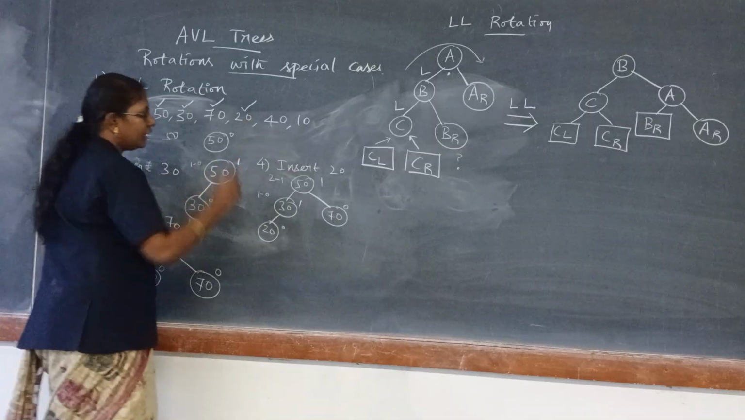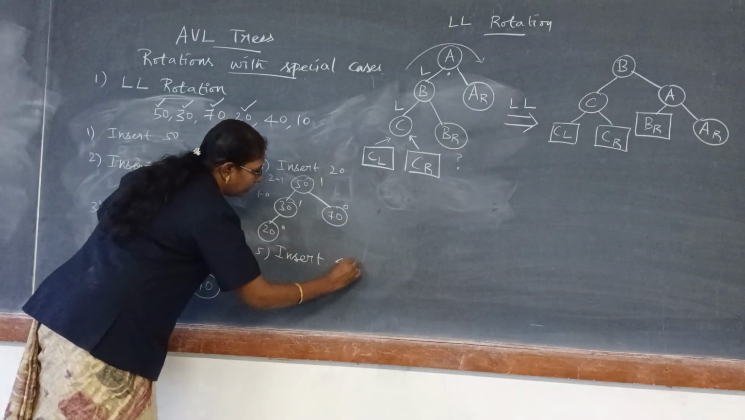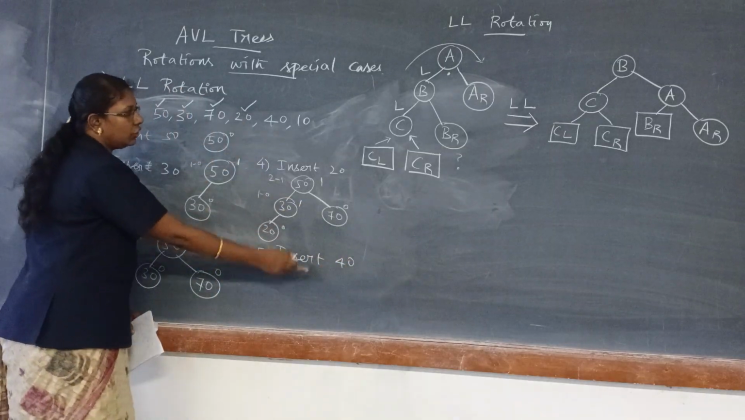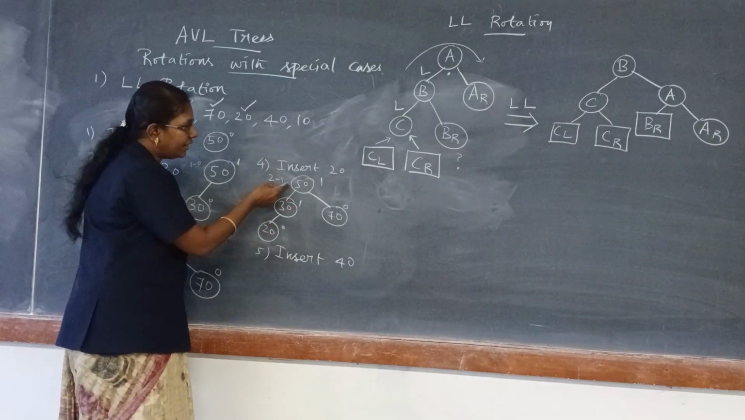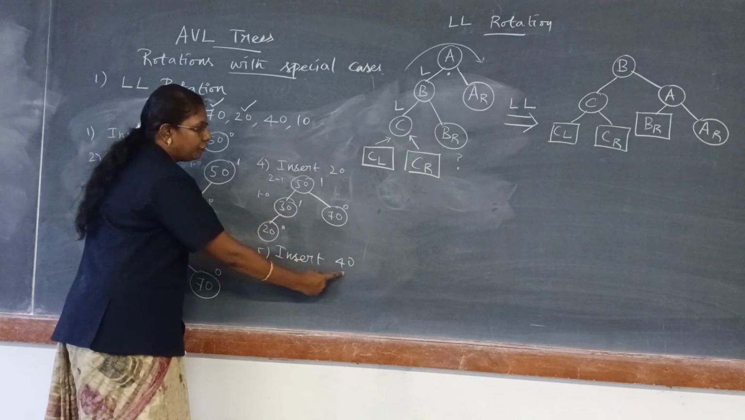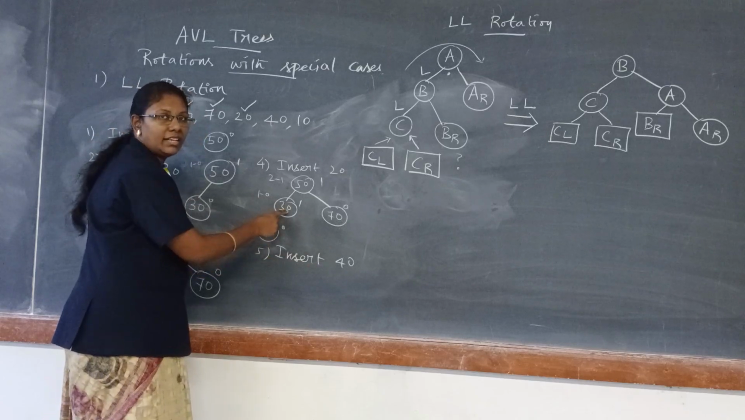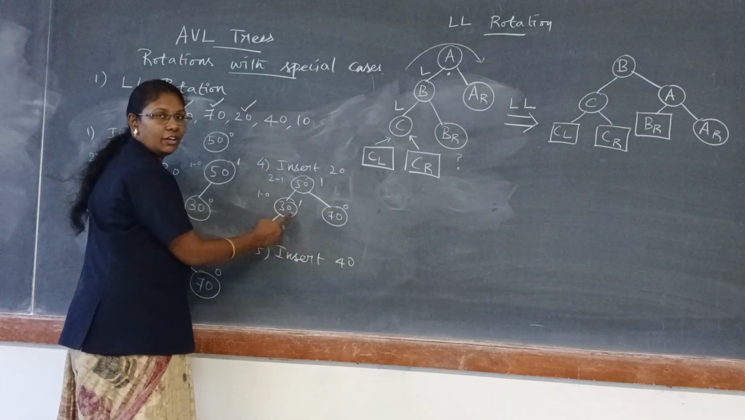And what about 40 here? I am going to insert 40. So now if I am inserting 40, I need to compare this 40 with the root node. So 40 is less than 50, so immediately come to the child of this root node. So now compare this 30 and 40. 40 is greater than 30, so it must come at the right side of this 30.